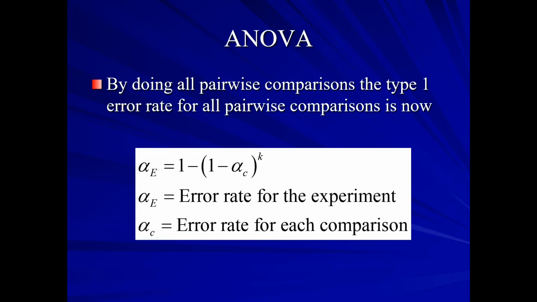And so alpha sub e, our experiment-wise error rate, is going to equal 1 minus the quantity of 1 minus the comparison error rate raised to the k, where alpha sub e is our error rate for the experiment, and alpha sub c is our error rate for each comparison. Now, how does this impact our error rate?